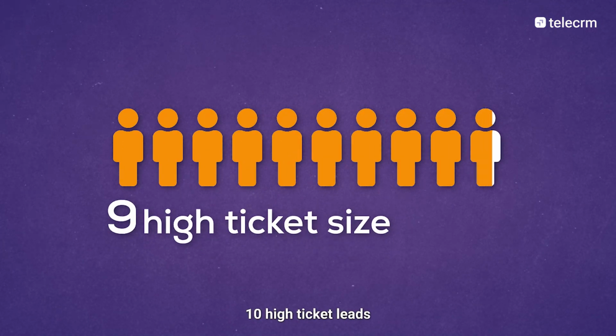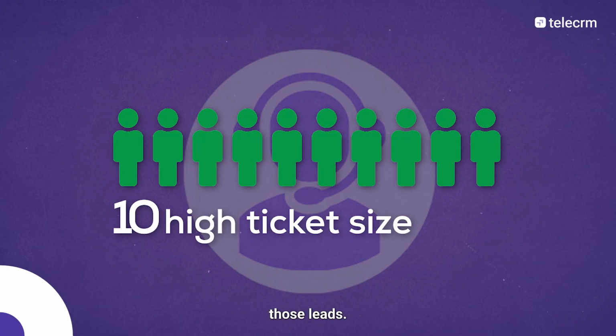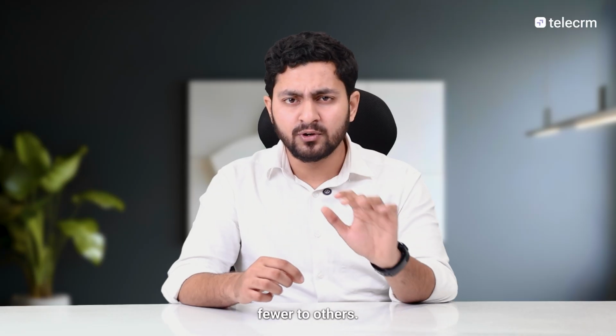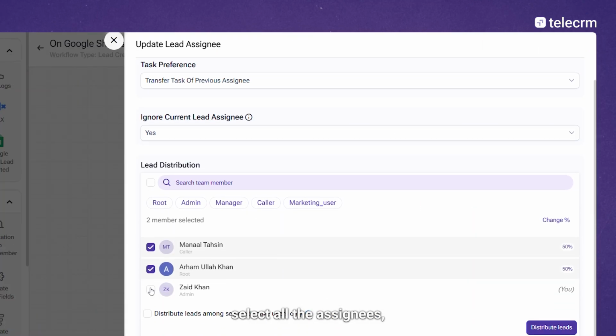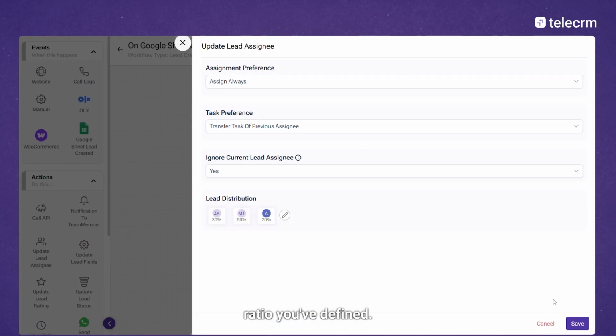Let's say you generate 10 high ticket leads in a month and you have a specific rep that is better at closing those deals. So you can allocate a higher percentage of leads to that specific rep and give fewer to others. All you have to do is select all the assignees, define a ratio and you're done. From that point on, every new lead will be assigned in the exact ratio you've defined.